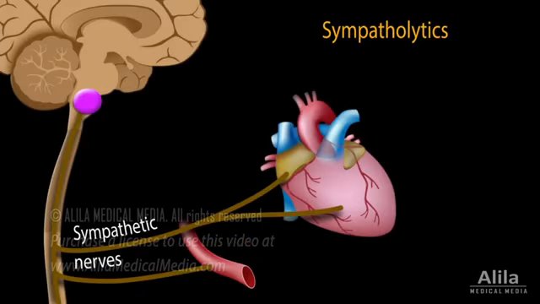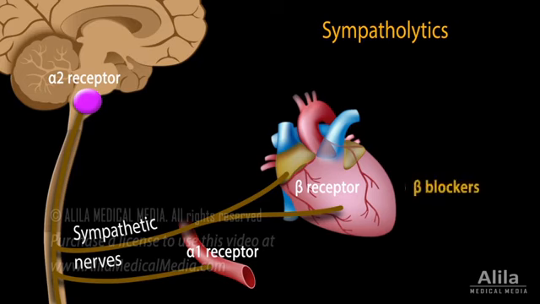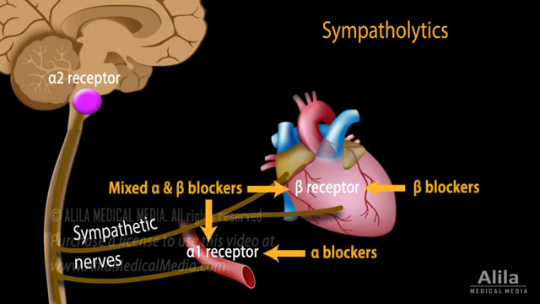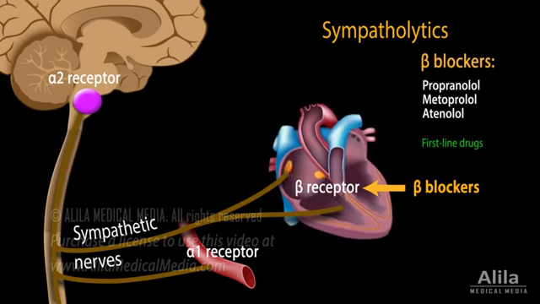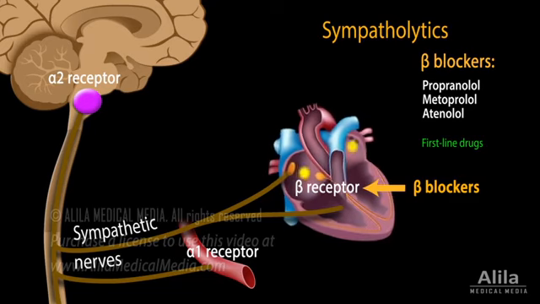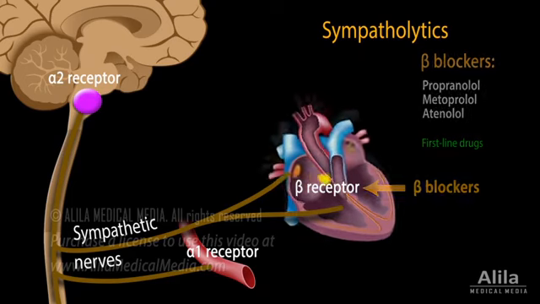Sympathetic inhibitors, or sympatholytics, act on adrenergic receptors to block sympathetic activity. There are beta blockers, alpha blockers, mixed alpha and beta blockers, and central sympatholytics. Beta blockers are typical first-line treatment for hypertension. They reduce heart rate and cardiac contractility and thus decrease cardiac output.